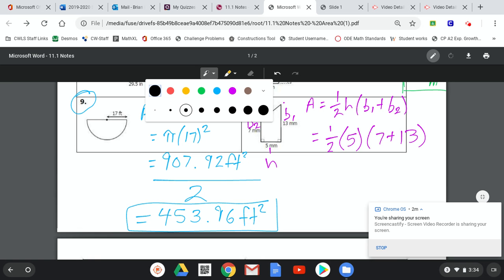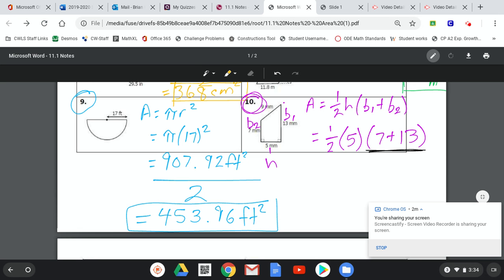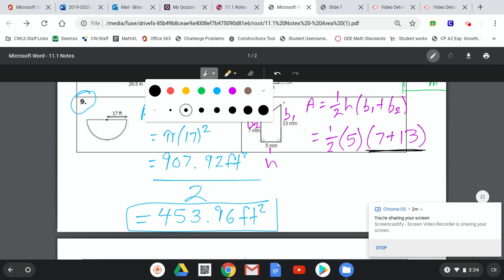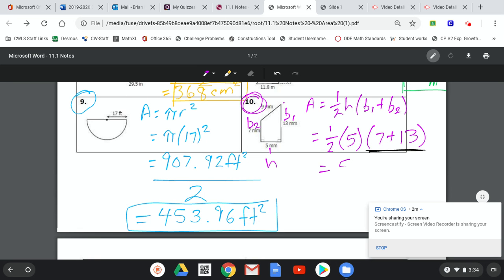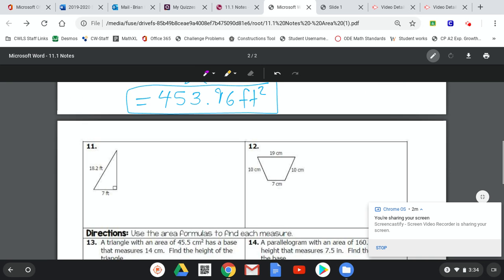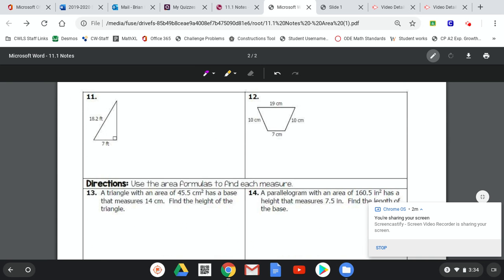I hope that's what you were thinking at home. 7 plus 13, add that up. Plug it in your calculator. We can plug this in our calculator all at once, but make sure we're using parentheses. Once we do that, we should get a final answer of 50. And then what unit are we in? Millimeters, so millimeters squared. I hope we don't have too many questions on that.